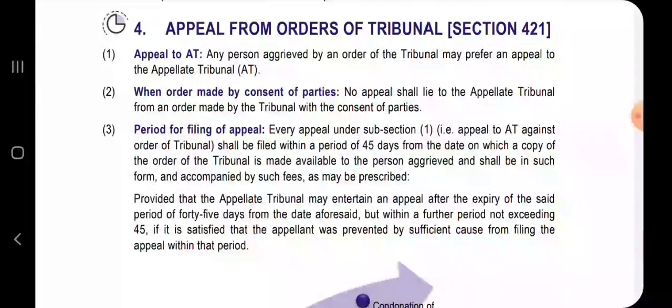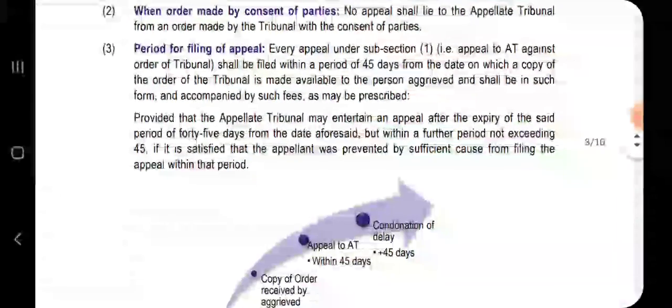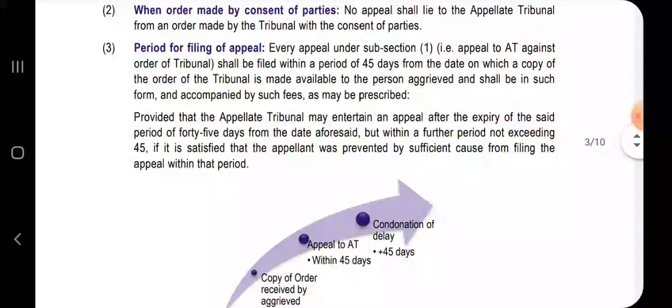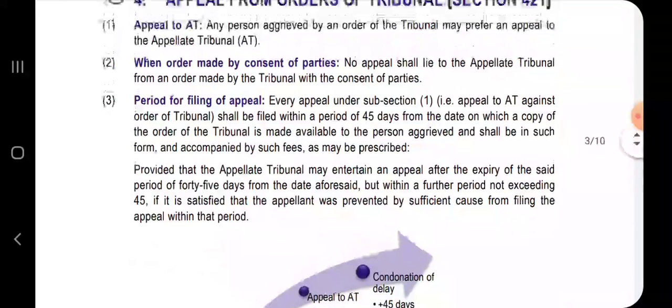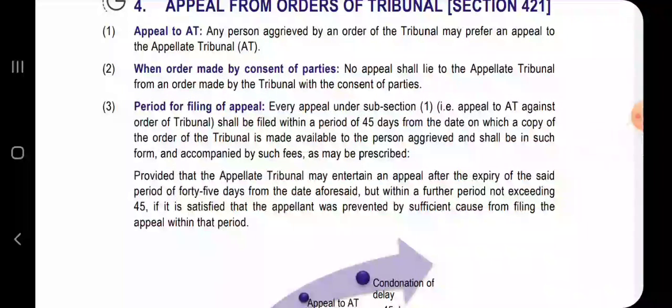Appeal from orders of tribunal. How can you prefer an appeal? See, appeal to appellate tribunal. Any person aggrieved by order of tribunal may prefer an appeal to appellate tribunal. That is clear. When order is made by the consent of parties, no appeal shall lie to the appellate tribunal from an order made by the tribunal with the consent of parties.